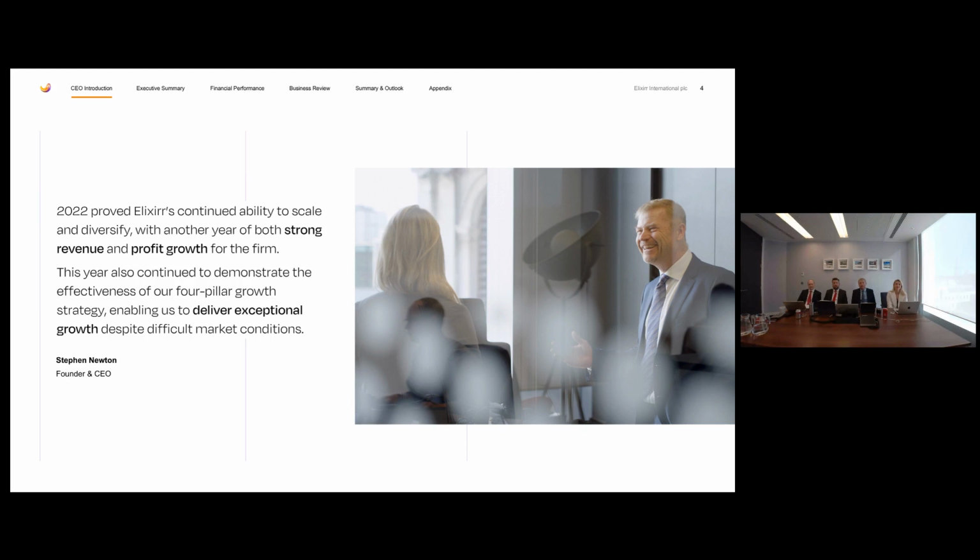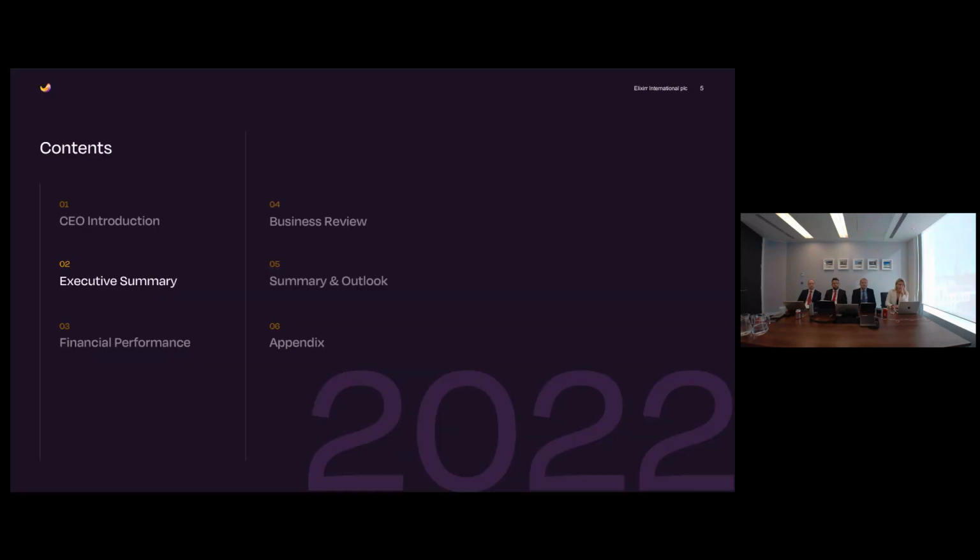We've obviously had a very, very good year with strong revenue growth and profit. We've continued to develop our four-pillar growth strategy, which I'll go into in a little more detail later, which has delivered some great results for us, and all four of those pillars are working very nicely together. So that's really the emphasis for today: we've had a fantastic year, and we also expect that to continue into 2023, which I'll touch on a little later too. So let's go to the next slide.